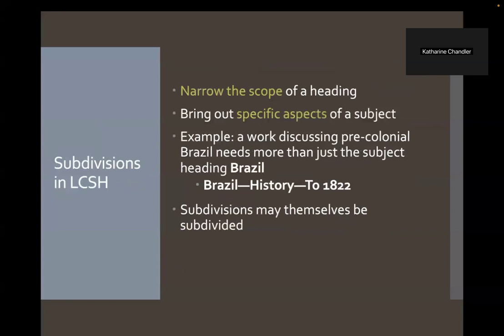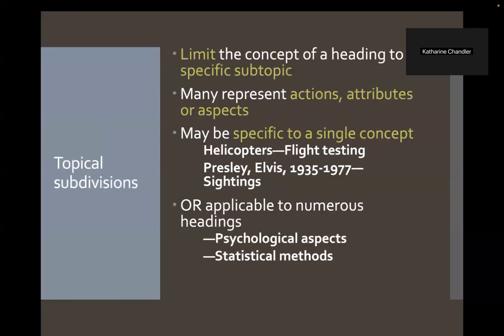You can narrow the scope of a heading and bring out specific aspects of a subject. For example, a work discussing pre-colonial Brazil needs more than just the subject, including Brazil, like Brazil history to 1822, and subdivisions may themselves be subdivided. Subdivisions limit the concept of a heading to a specific subtopic. Many represent actions, attributes, or aspects, and may be specific to a single concept or applicable to numerous headings.